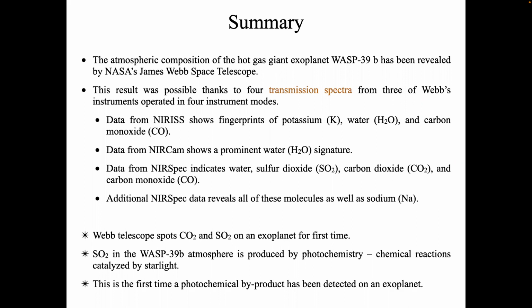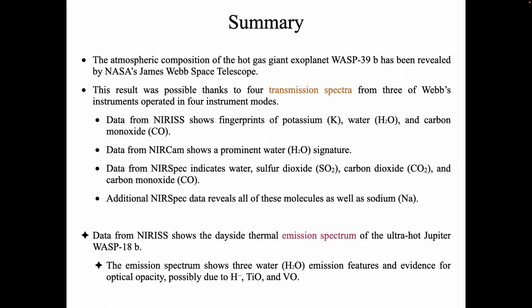And also we obtained a low resolution spectrum with the NIRSpec. And so a very, very nice spectrum. So we spotted these two molecules for the first time. Very important is sulfur dioxide. It's very important because it's something that is produced by photochemistry, as I told you. And also we observed the emission spectrum of WASP-43b, showing again water and other features.